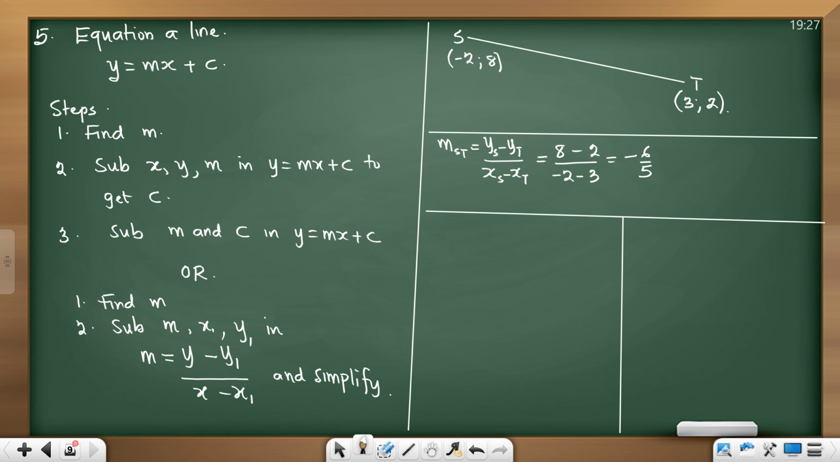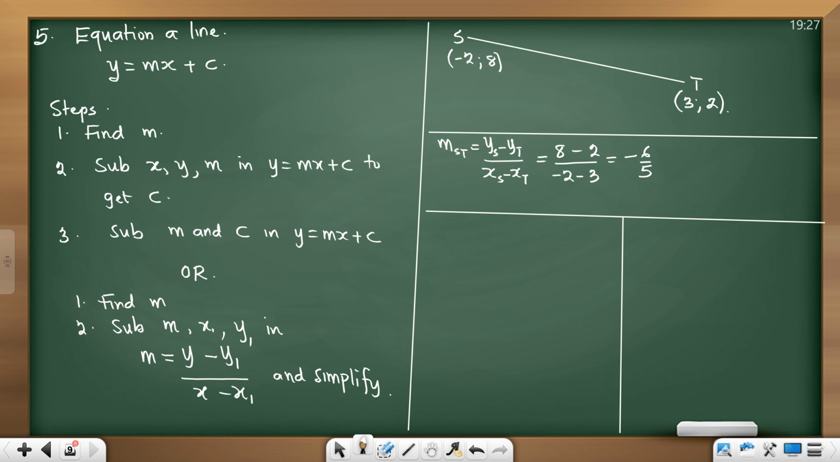Are we okay with my gradient? Do you agree with my answer? 8 minus 2 is 6. -2 minus 3, -5. But if we divide, all right, you agree. Beautiful. Now I'm using method number 1.